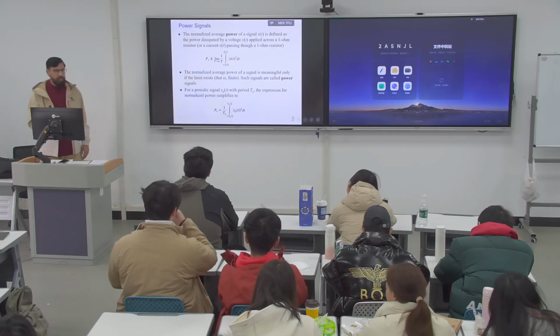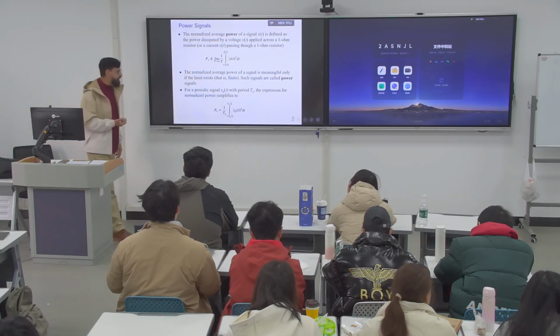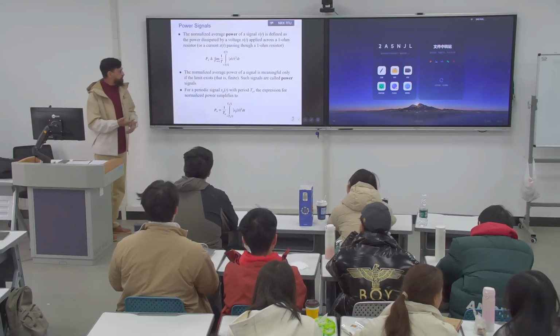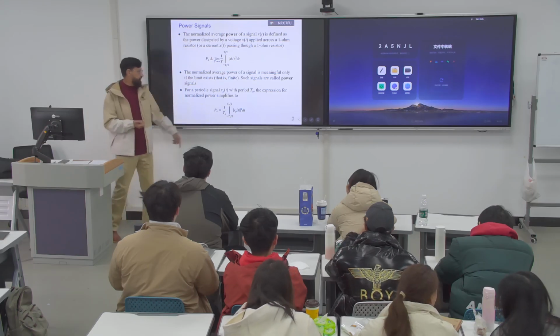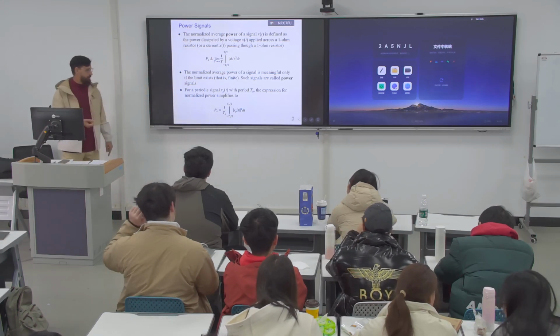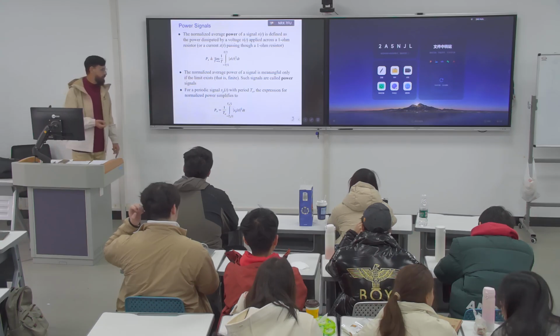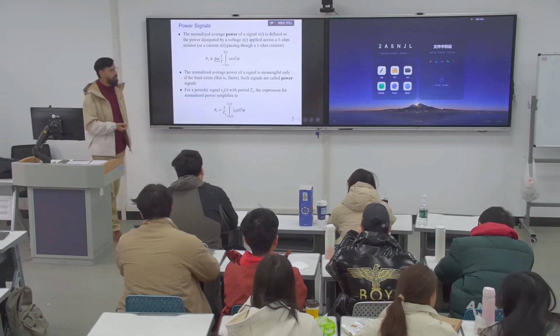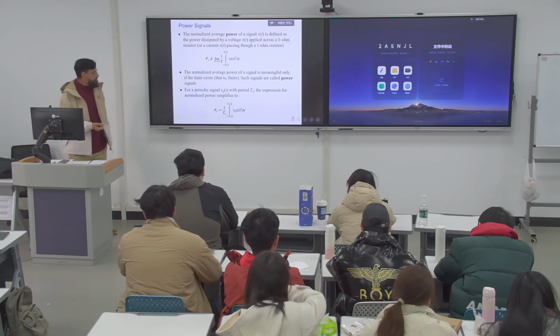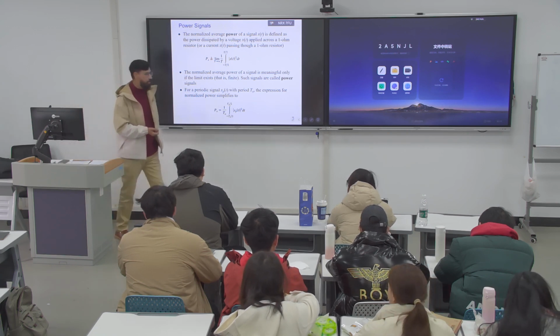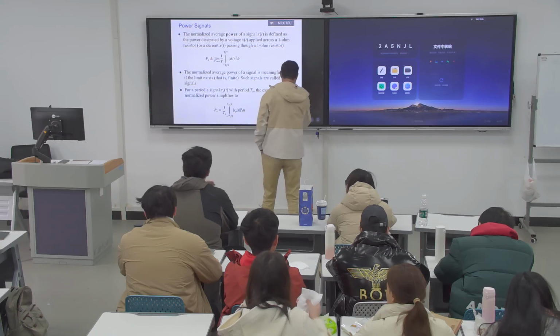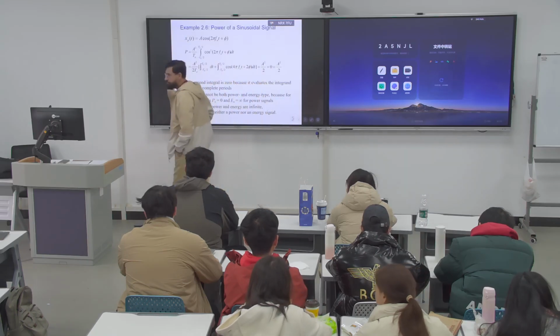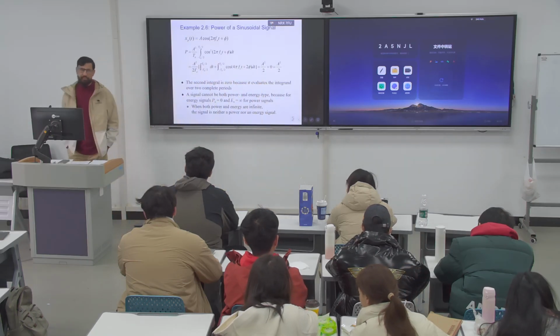This is the general definition. If a signal is a periodic signal, then the definition is 1 over T-O, with the limit from minus T-O to plus T-O. This is the definition for periodic signal power. So let's move further. Here is an example. We want to calculate the power of this signal.